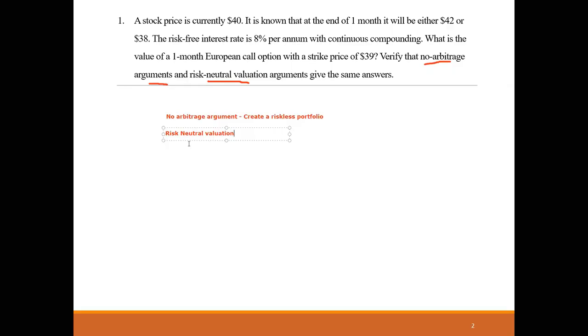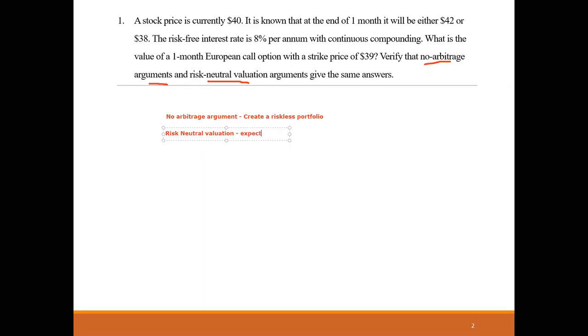Because they are indifferent, they would not expect any additional amount for bearing risk. So in a risk neutral world, all securities will earn a return equal to the risk-free rate of return. Here we calculate the expected payoff. So we find out the probability of an upward movement and the probability of a downward movement.